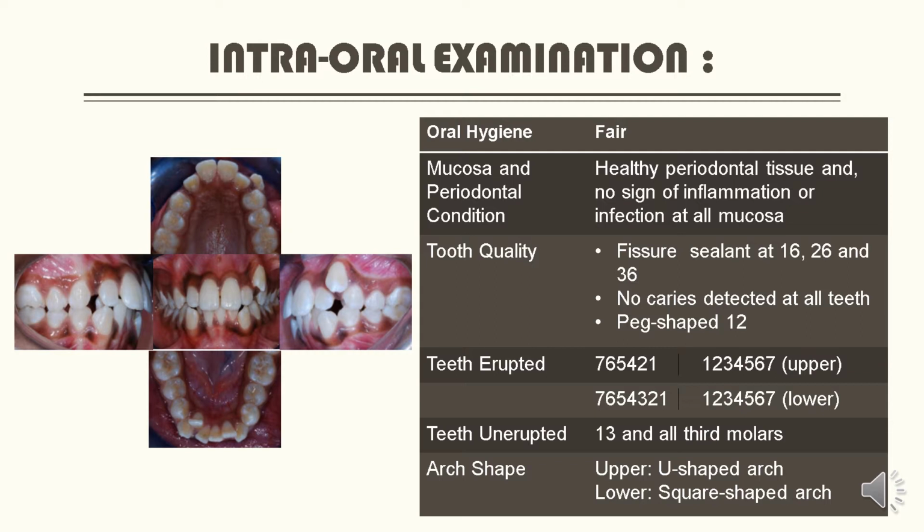For the teeth erupted, in the upper arch all permanent teeth are erupted except all third molars 1/8 to 2/8 and also 1/3. For the lower arch, all permanent teeth are erupted except 3/8 and 4/8. The teeth unerupted are 1/3 and all third molars. Based on the OPG, these three teeth are all impacted. For the arch shape, the upper is a U-shaped arch and the lower is a slightly square-shaped arch.